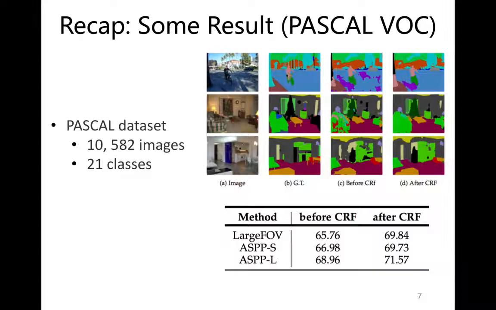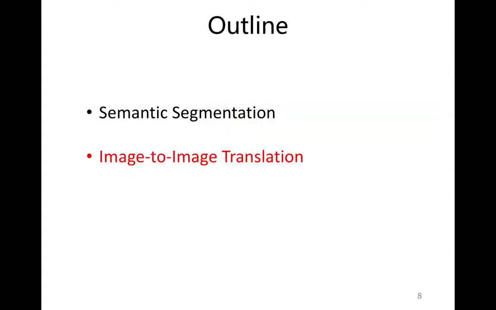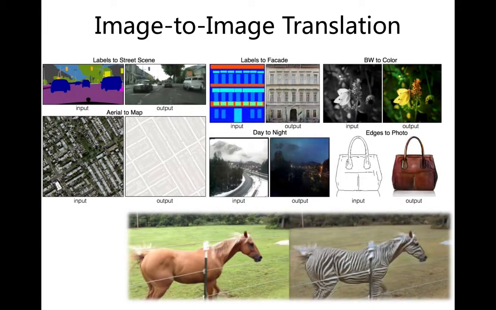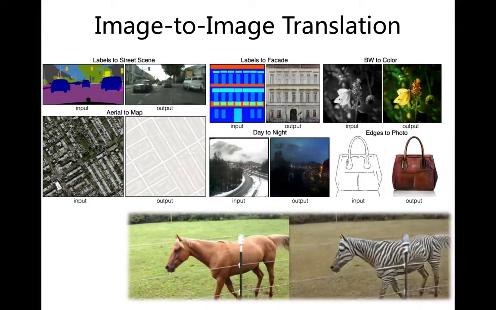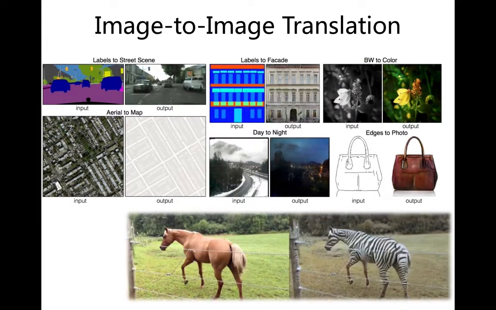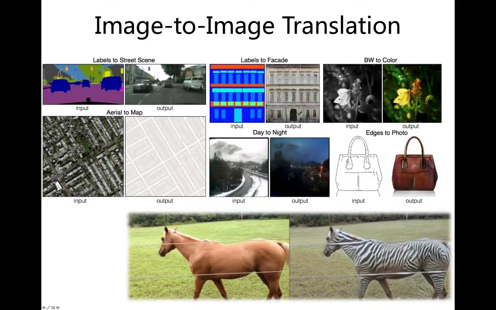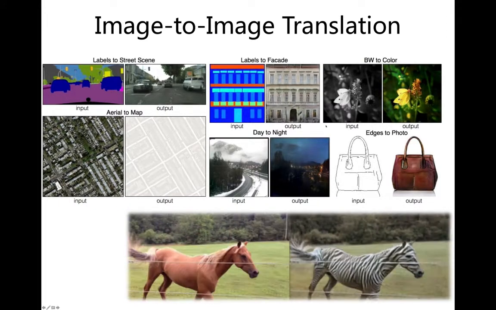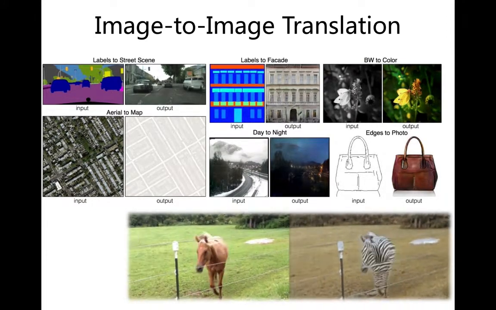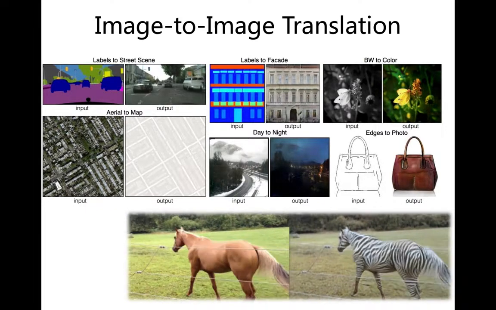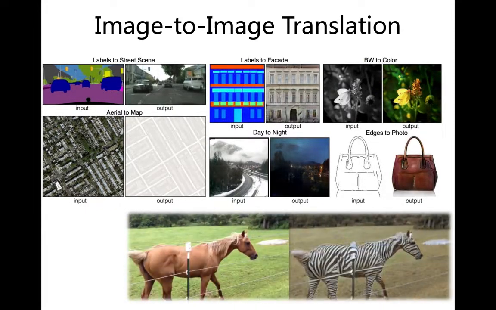So today I'm going to talk about another application of the graphical model, also called deep graphical model. This task is called image to image translation. Basically, the problem is to transform one image or one style to another style. For example, we can transform labels to an image. We are given a label map, a segmentation map or mask of the scene, and then we can generate an image from these labels.